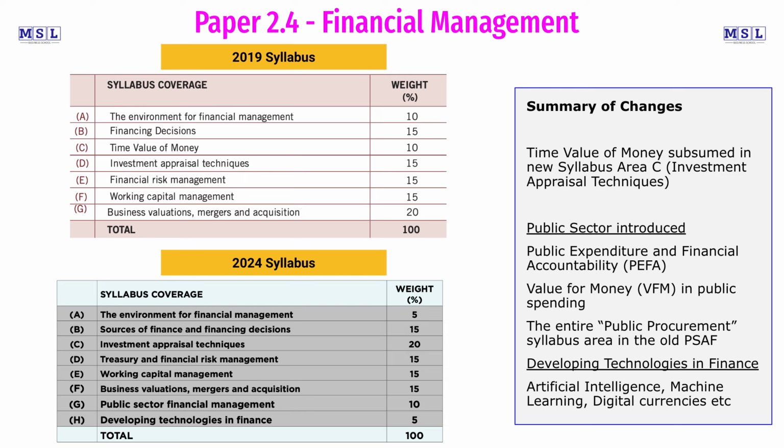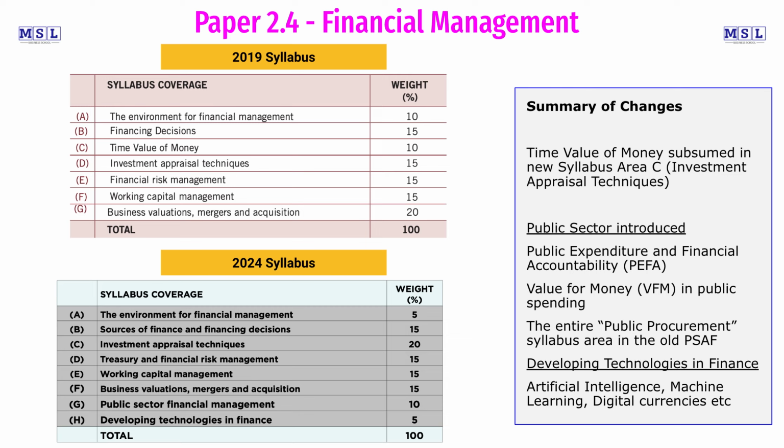The biggest change to mention here is public sector once again. This paper now has a standalone 10 marker for public sector financial management. So things like, once again, the public expenditure and financial accountability framework, value for money in public spending, and the entire public procurement syllabus in the old public sector paper is now in this paper. So important, students should take note of this.